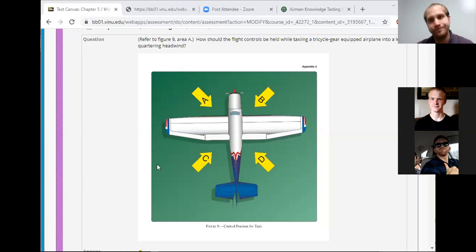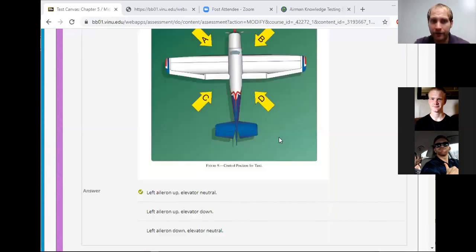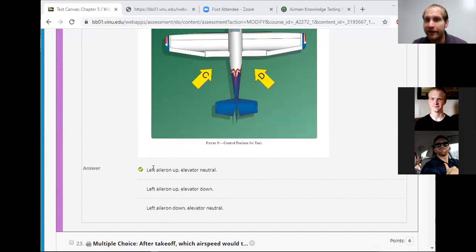This is like a flight controls question from our flight controls chapter. With answer choice A, you would twist your yoke to the left, and that would raise your left aileron and drop your right aileron, which is why we get answer choice A, left aileron up, elevator neutral, as our most correct answer choice.